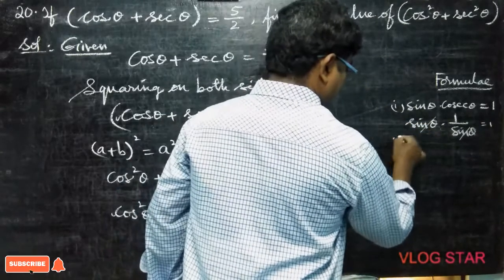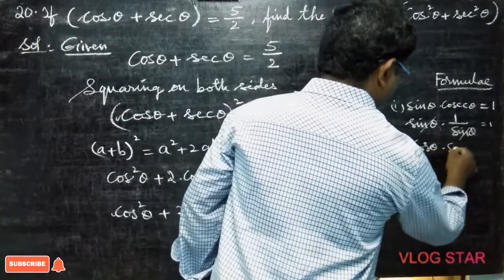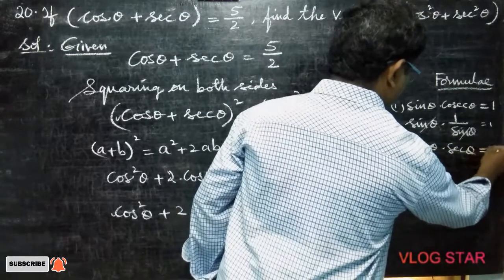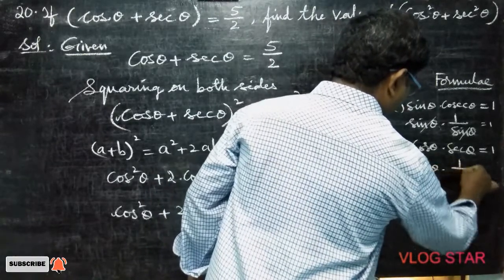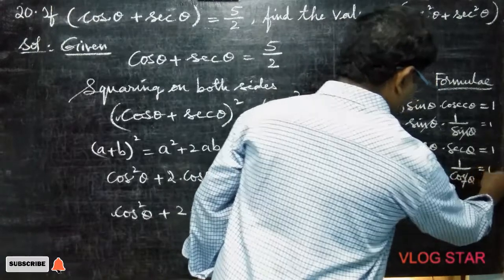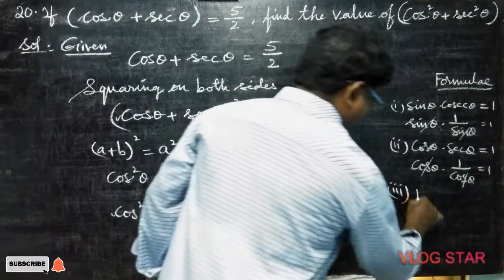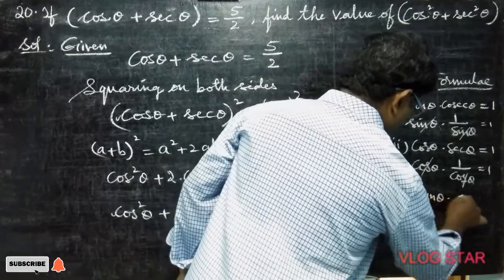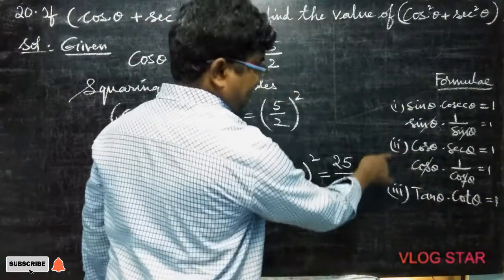Second formula. Cos theta into secant theta is equal to 1. How? Cos theta into 1 by cos theta. Cos theta gets cancelled and we get 1. What is the third one? You can guess easily. Tan theta into cot theta is equal to 1. These 3 are very, very important.